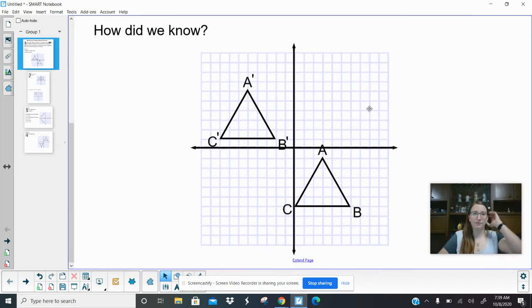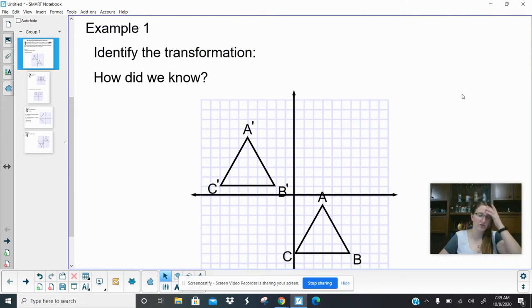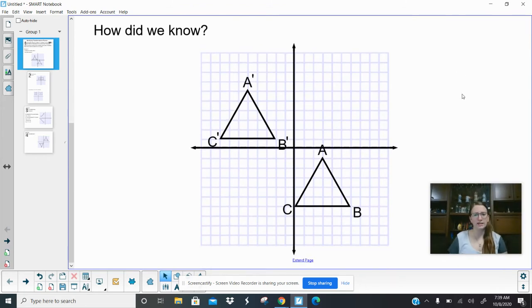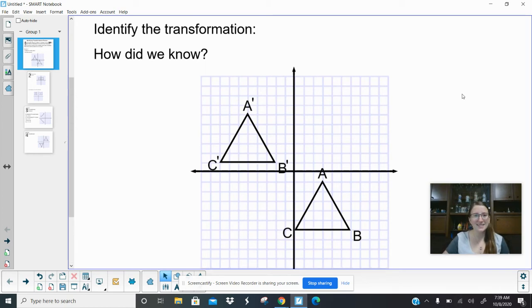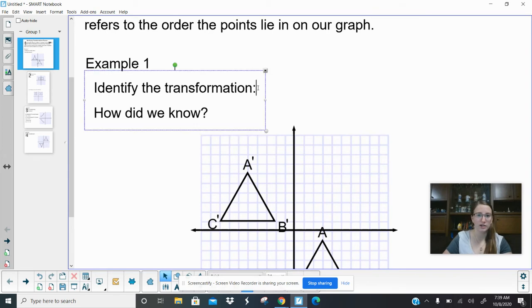So let's look at this example. We want to know what this transformation is. So take a moment and try and think. Look at the orientation of the points between these two shapes. What type of transformation do we think this is? This is a translation, actually. And here's the reason why.